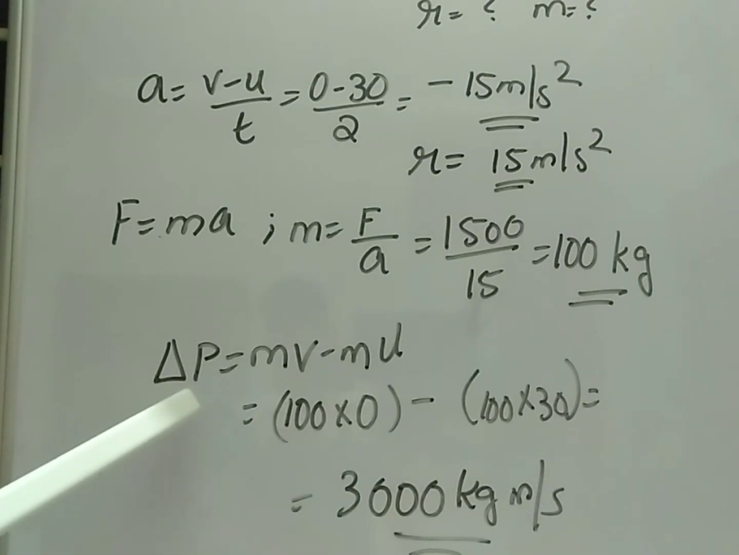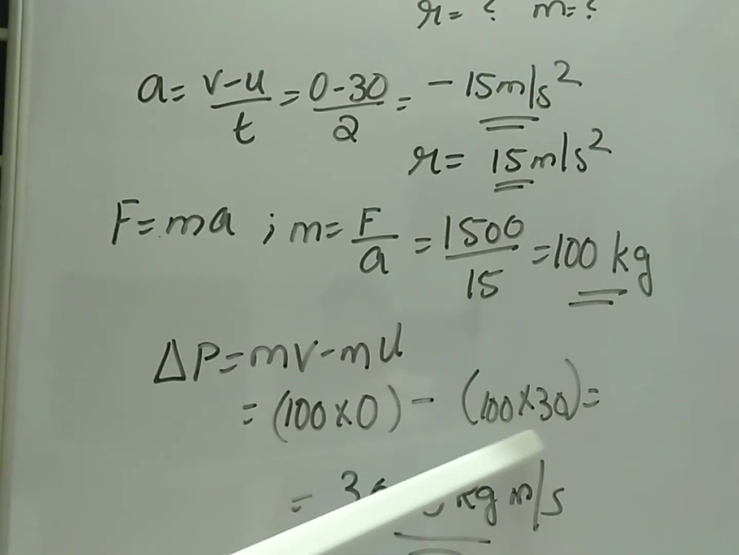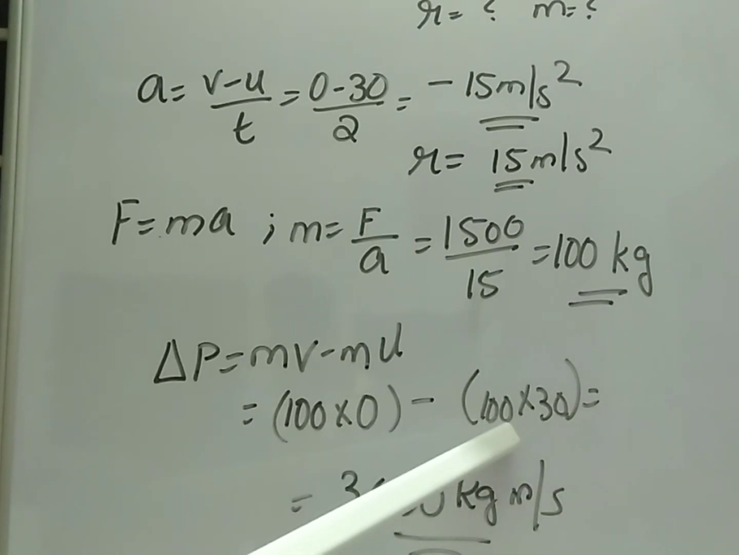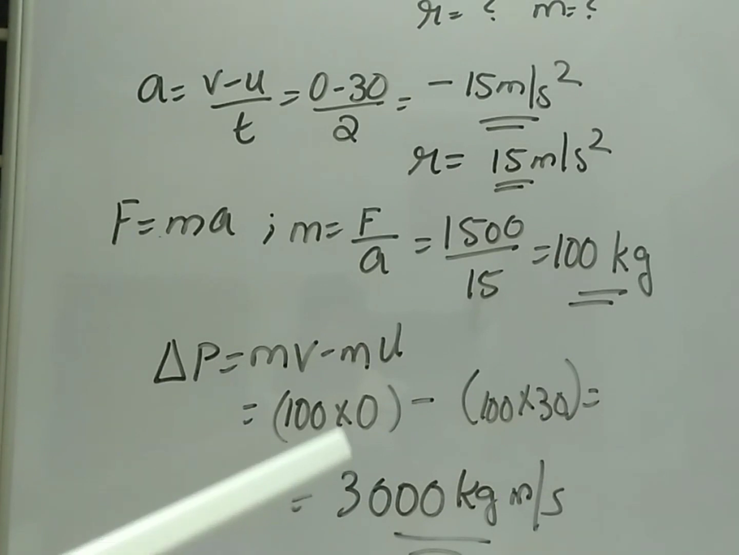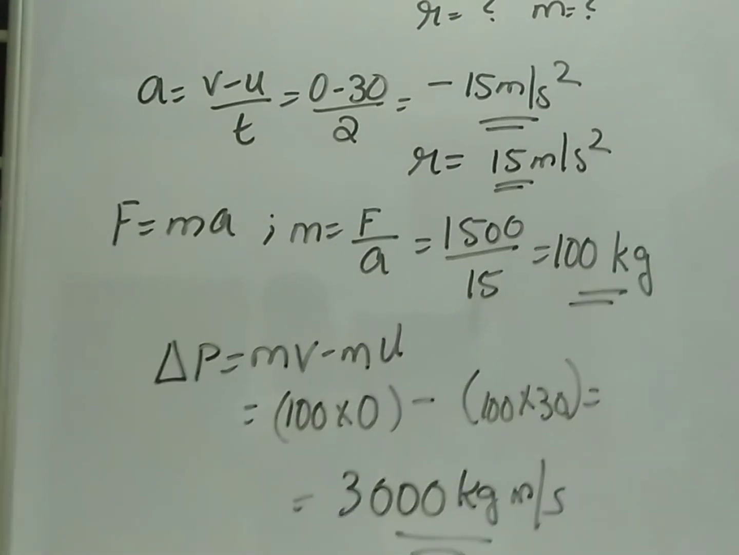Change in momentum delta P is equal to mv minus mu. Mass into velocity. v is 0, minus mu, 100 into 30. So again it is asked for the change. Actually this is 0 minus 100 into 30, it is negative 3000. But here they are asking how much it changed from a particular position to another position. So we can omit the negative sign and write 3000 kilogram meter per second.